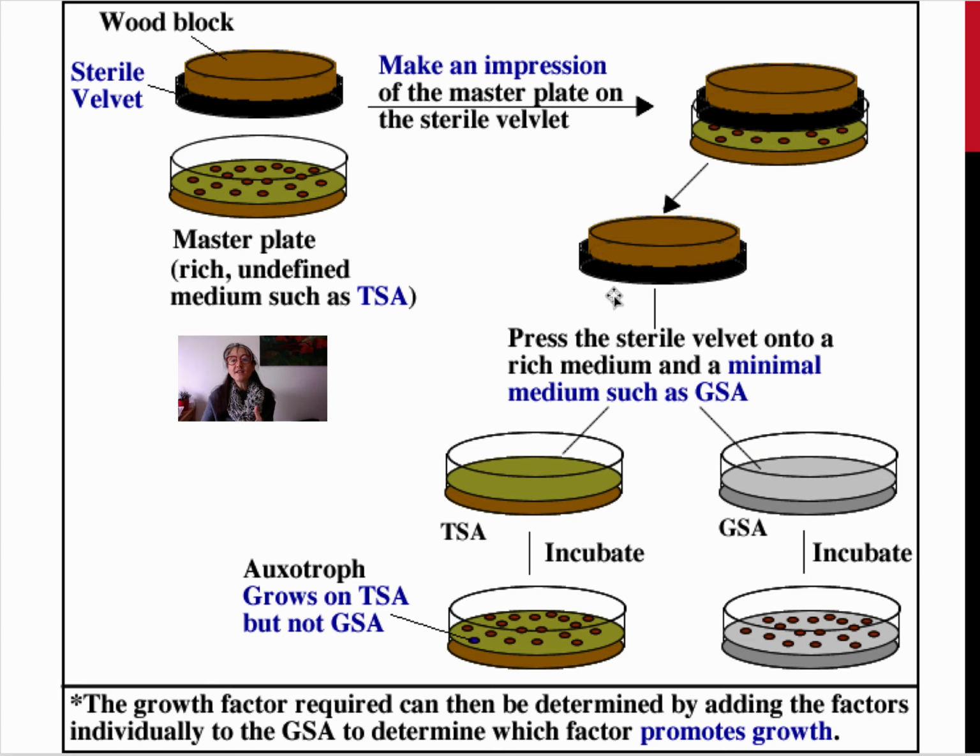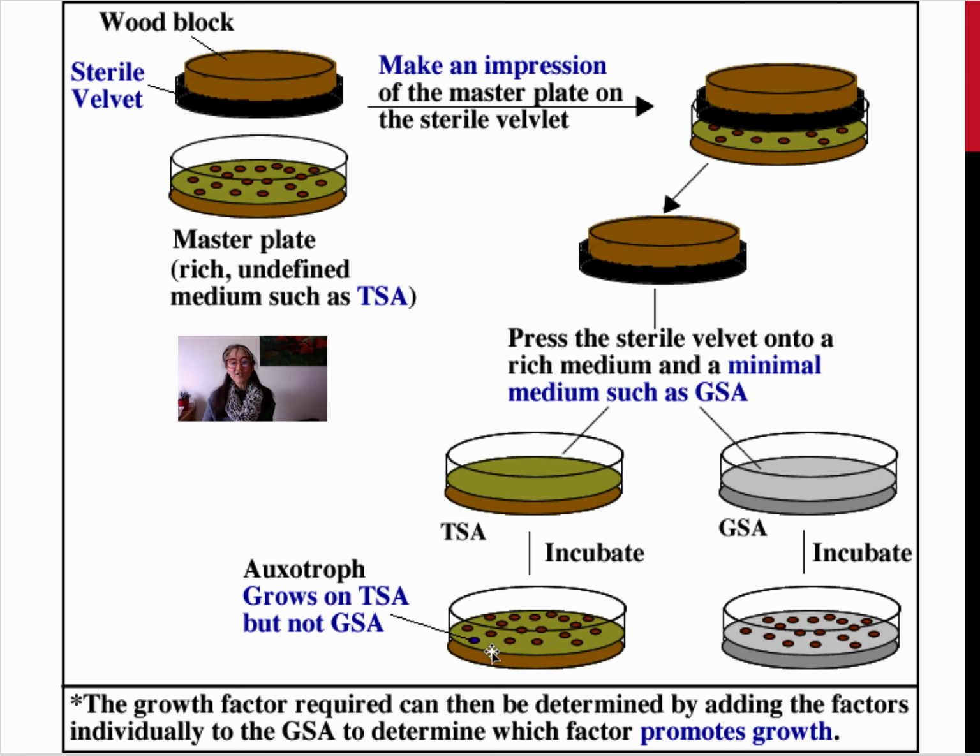So now on this sterile velvet, we have a print of the master plate. We can now take it and put it onto a control plate, a TSA, that we know will support the growth of both the auxotroph and the prototroph. We then put it onto a GSA, which we know will only support the growth of the prototrophs. The control is everything, because on the control, the auxotroph will grow. But look at it, it's gone on the GSA.